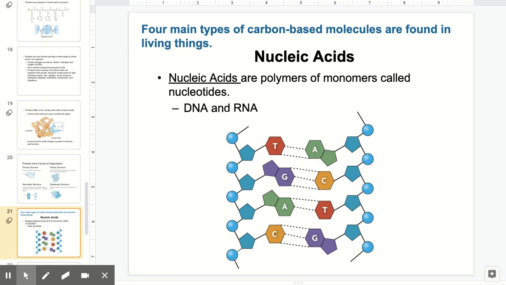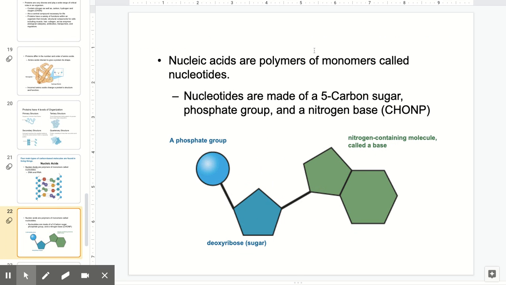Last but certainly not least, nucleic acids are made of monomers we call nucleotides. Examples are DNA and RNA. So the example here is a model, a representation of DNA. This structure here is a 5-carbon sugar. This is a phosphate. And then in the middle, these are our nitrogenous bases. So if we look more closely, this is the structure of a single nucleotide. Again, here's our phosphate, our 5-carbon sugar, and our base.